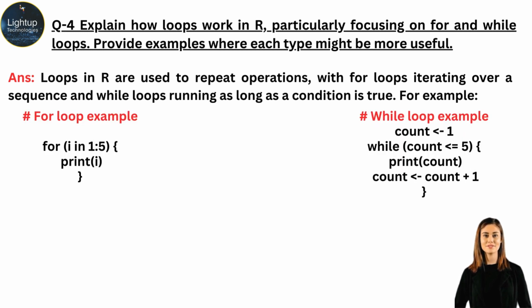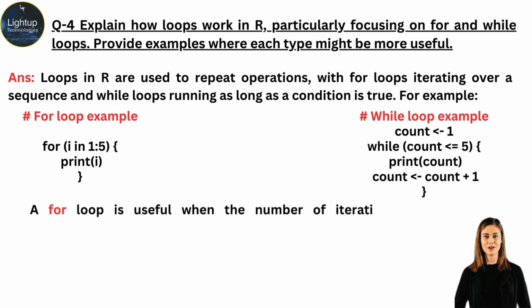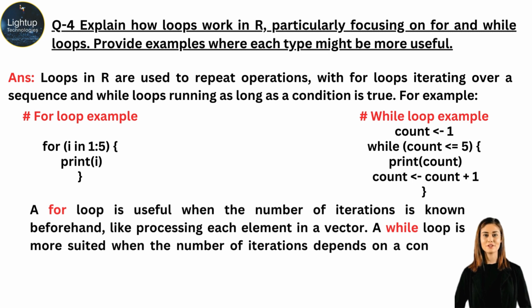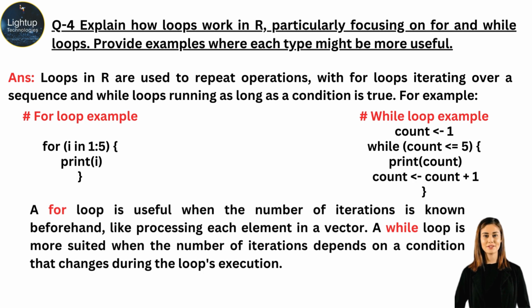While loop example. A for loop is useful when the number of iterations is known beforehand, like processing each element in a vector. A while loop is more suited when the number of iterations depends on a condition that changes during the loop's execution.